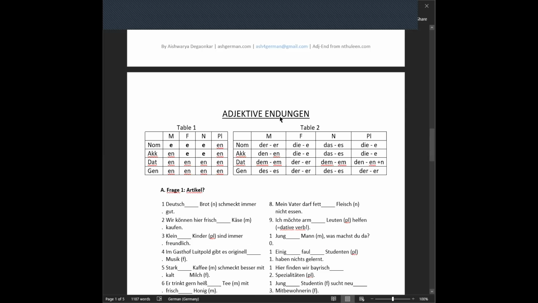All right, so from here, we'll go to this part of adjective Endungen. Quickly, just one thing, just copy these two tables in your notebook so that as we solve the exercises, you can use them for reference. Okay.